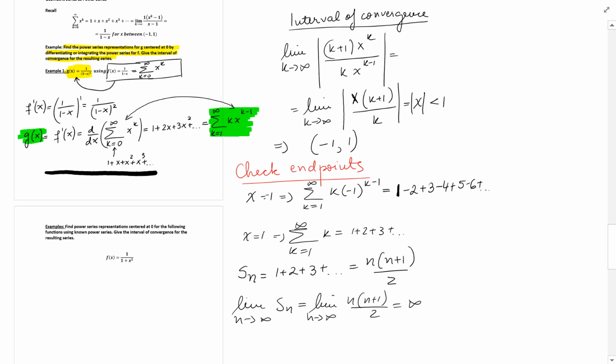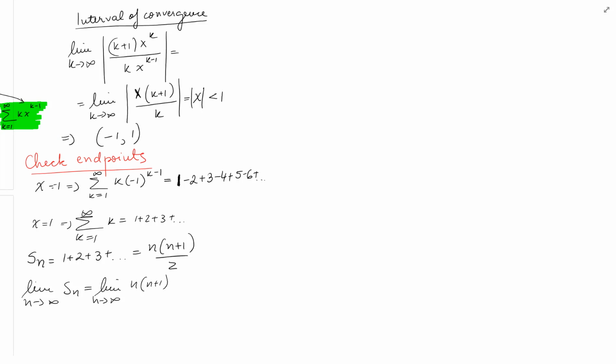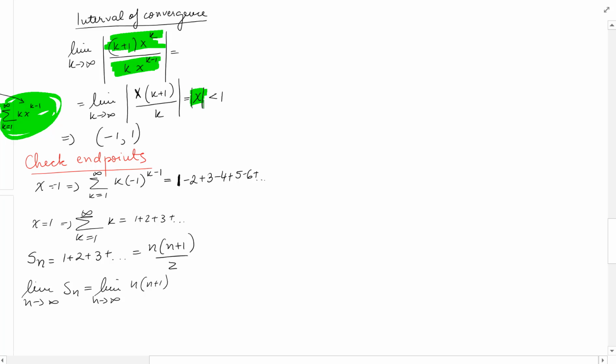So now just a quick discussion about the interval. If we calculate the limit as k is approaching infinity of a sub k plus 1 over a sub k, so again this is our a sub k plus 1 here, and a sub k here, and if we compute that, we end up with the absolute value of x, and in order to converge we have to compare it with 1, which is going to generate the interval negative 1, 1. But we need to check the endpoints.